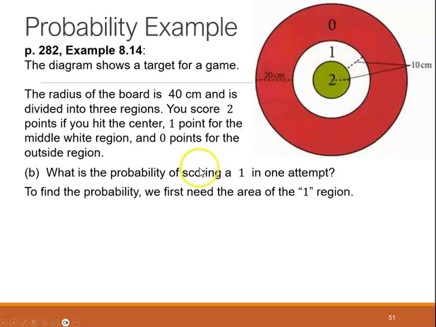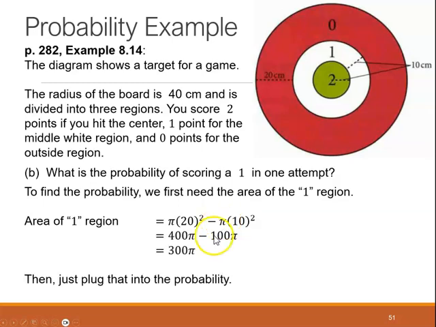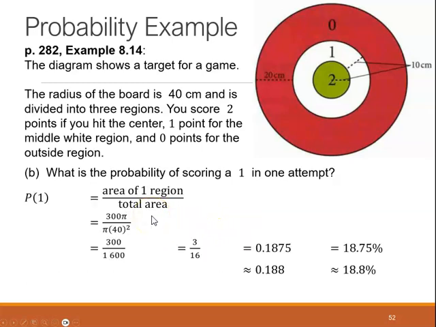Good. So you take the white circle and subtract out the yellow circle, or that baby puke color, I don't know what you want to call that, and then divide it by the total area. So 3 out of 16 is what it reduces down to. So far, so good.